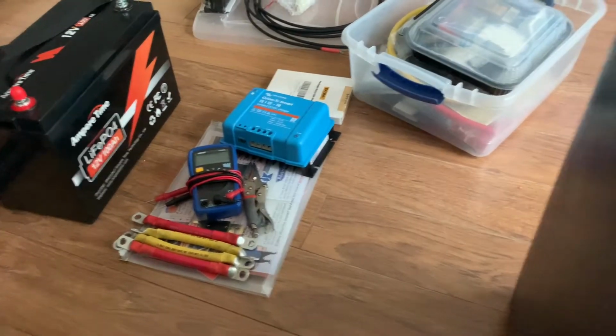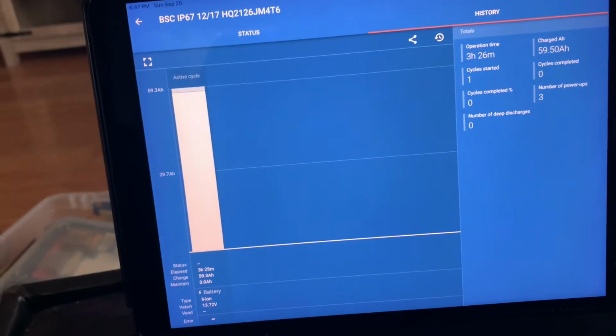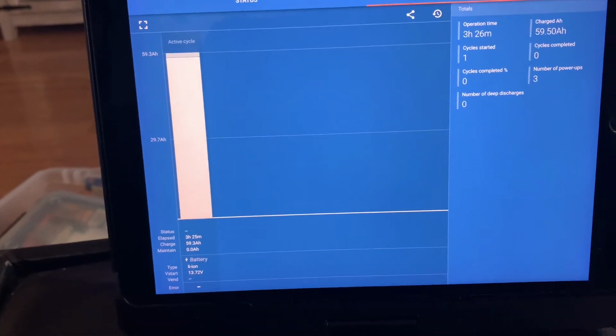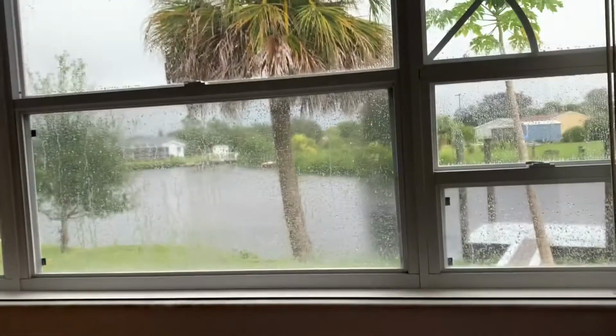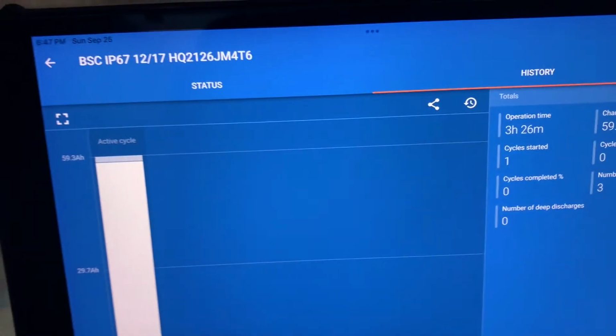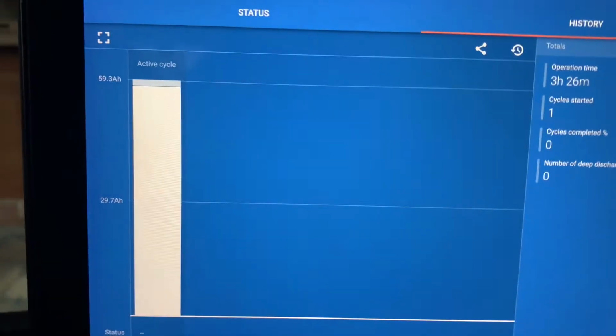Lithium ion is the chemistry, that's right. And it says it started at 13.7. But my gauge showed the battery was 13.2. Kind of curious. And again, just so happy I bought this thing now, because it's still raining like heck out here. And I'm able to charge, so this is excellent. Okay, I'll keep you posted.